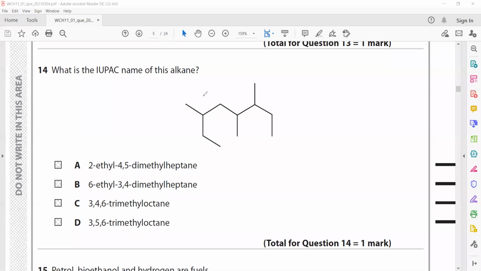IUPAC name: so if we count 1, 2, 3, 4, 5, the first branch is coming at 3, the second branch is coming at 5, and another branch is coming at 6. But if we count from here, 1, 2, 3, the second branch is coming at 4. So when we compare, from one side the second branch was coming at 5, but from this side it is coming at 4. So we'll follow this numbering. So third position, fourth position, and sixth position, we have the branches. So 3, 4, 6 trimethyl, and 8 carbons are there, so that's why it is octane.